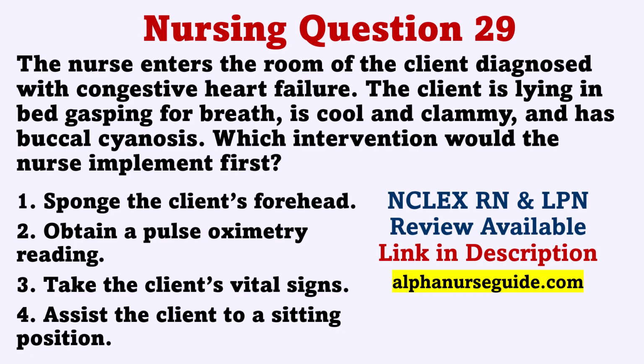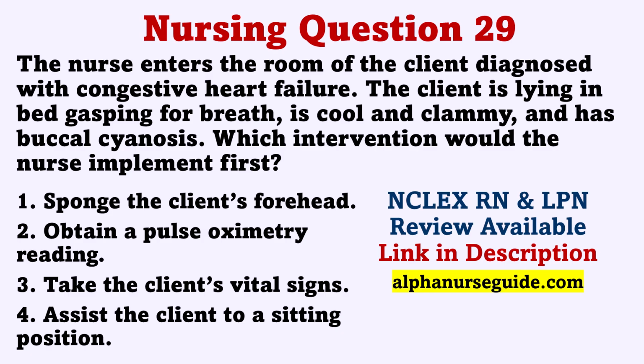Sponging the client's forehead would be appropriate, but it is not the first intervention. Obtaining a pulse oximeter reading would be appropriate, but it is not the first intervention. Taking the vital signs would be appropriate, but it is not the first intervention. In a question that asks the nurse to set priorities, all the answer options can be appropriate actions by the nurse for a given situation. You should apply some guidelines or principles, such as Maslow's hierarchy of needs, to determine what will give the client the most immediate assistance.